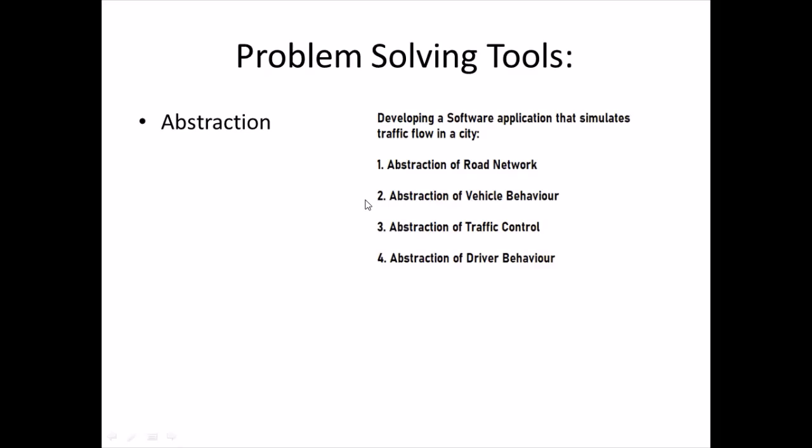Then the next is the abstraction of driver behavior, which is the last one. Instead of modeling each driver's decision-making process, you can abstract driver behavior by defining probabilistic rules. For example, you can assume that drivers will slow down if they encounter congestion, or keep a certain distance from the vehicle in front. This abstraction allows you to capture the overall traffic patterns without considering the actions of individual drivers, which would become cumbersome.